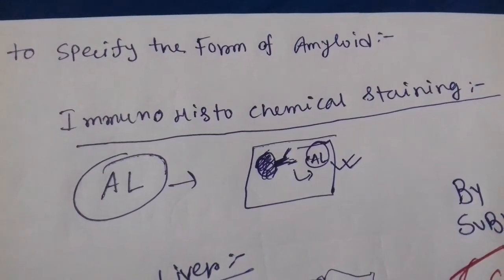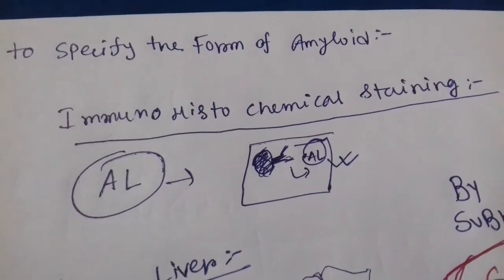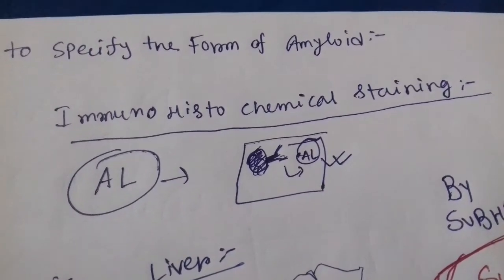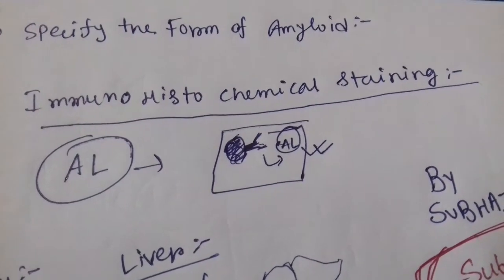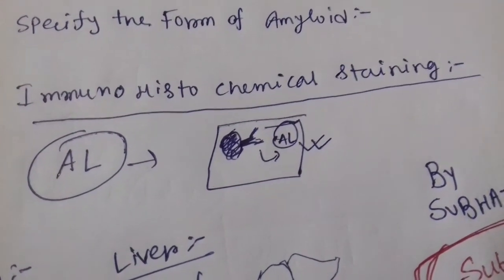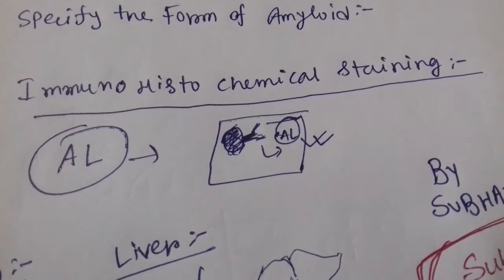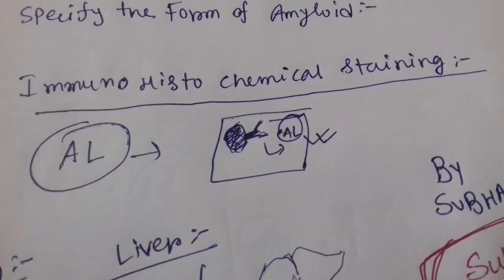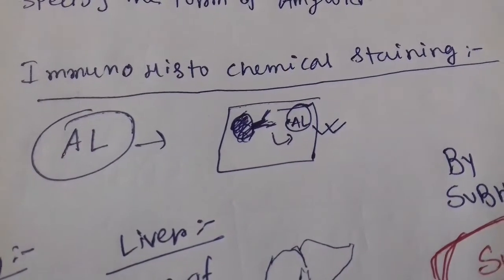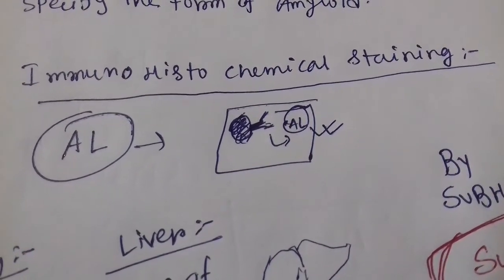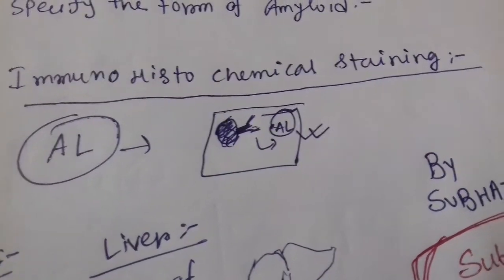Now, if we want to specify the form of the amyloid, suppose which type of amyloid this is, then we have to do a special staining, that is immunohistochemical staining. In this staining, we use antibody tagged dyes. Like if we have to determine the AL type of amyloid, we will use a dye which is tagged with an antibody specific for AL. Then this will stain the AL. If it is present, the staining will be there.